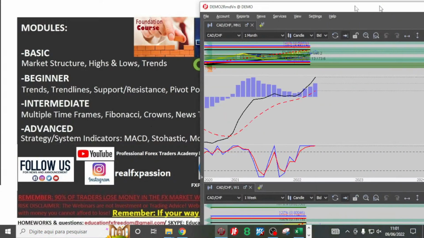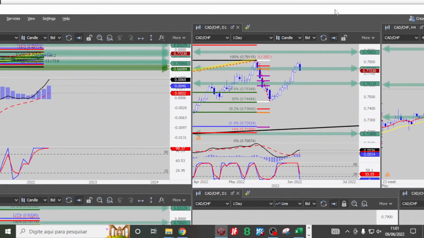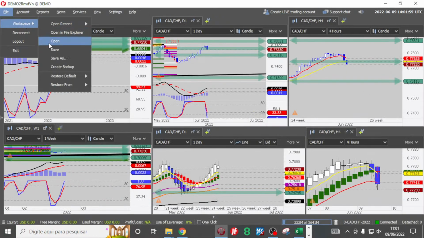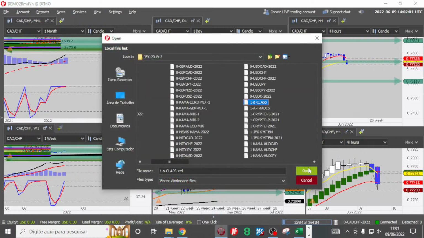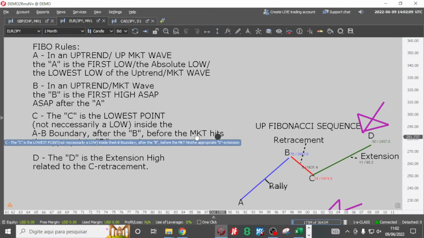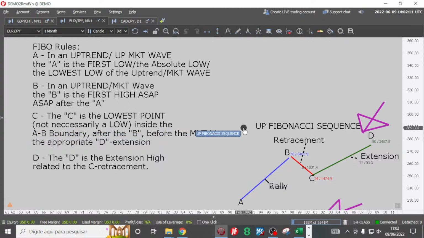And everybody, let's go in here. Give me a second. And today we're going to move forward. We're going to talk about the Fibonacci ratios. This is from yesterday, remember?